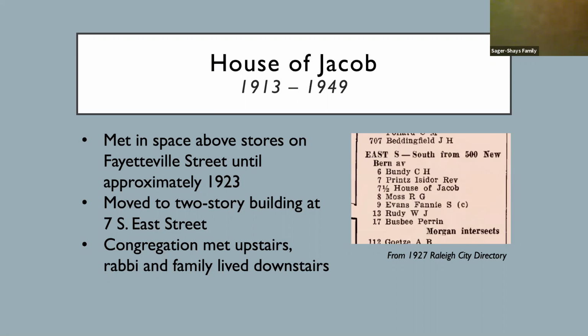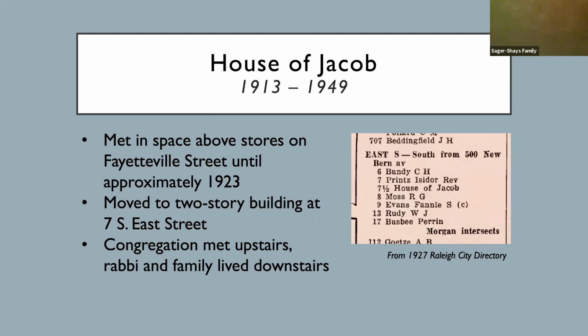The column on the right is from the 1927 Raleigh City Directory. One of the materials I wanted to point out, as long as people are at home with their computers, is that city directories are available for almost every year. And if you haven't ever explored them, anyone with an interest in history could enjoy it.